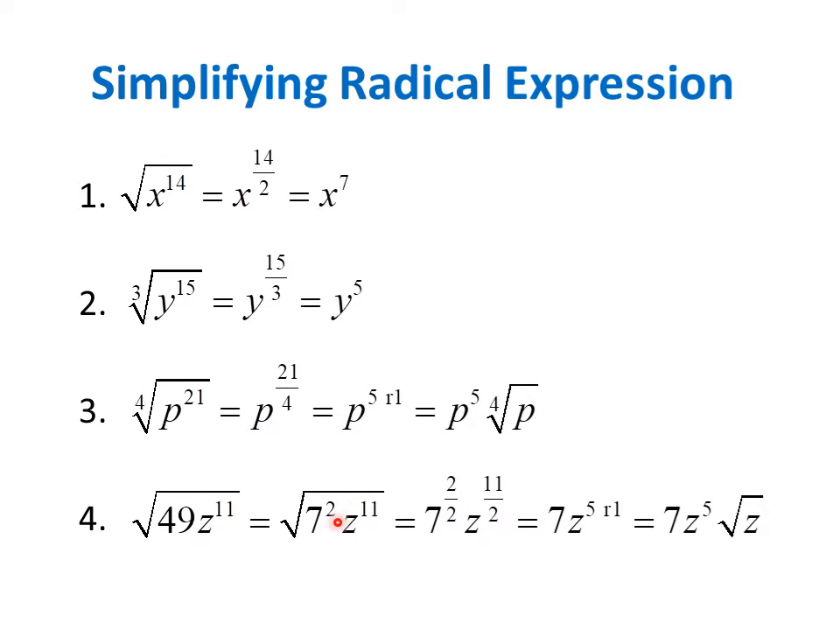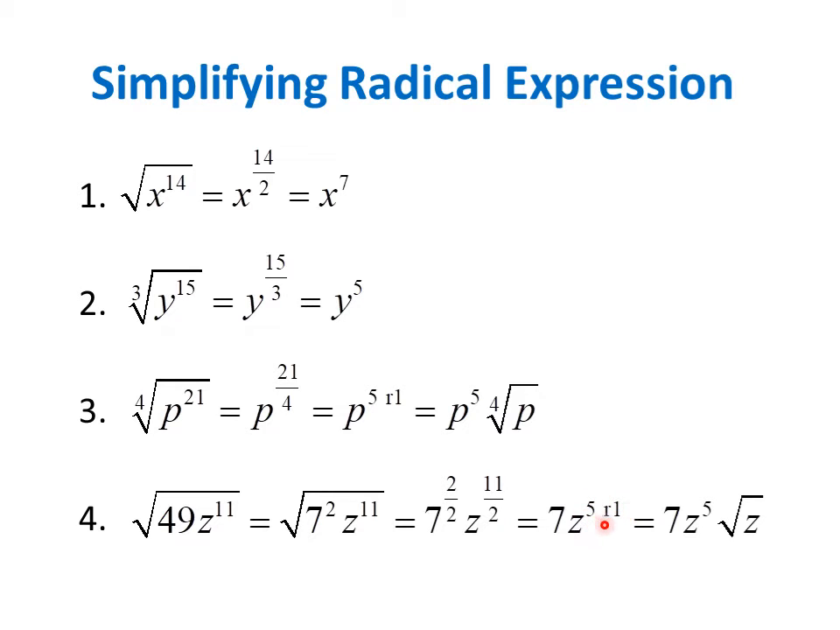Next we have z to the 11. So z to the exponent 11. To get the square root, we divide that exponent by 2. Let's simplify this expression. So 7 to the 2 divided by 2 is 7 to the 1, or simply 7. Then z to the 11 divided by 2: 11 divided by 2 is 5, remainder 1.